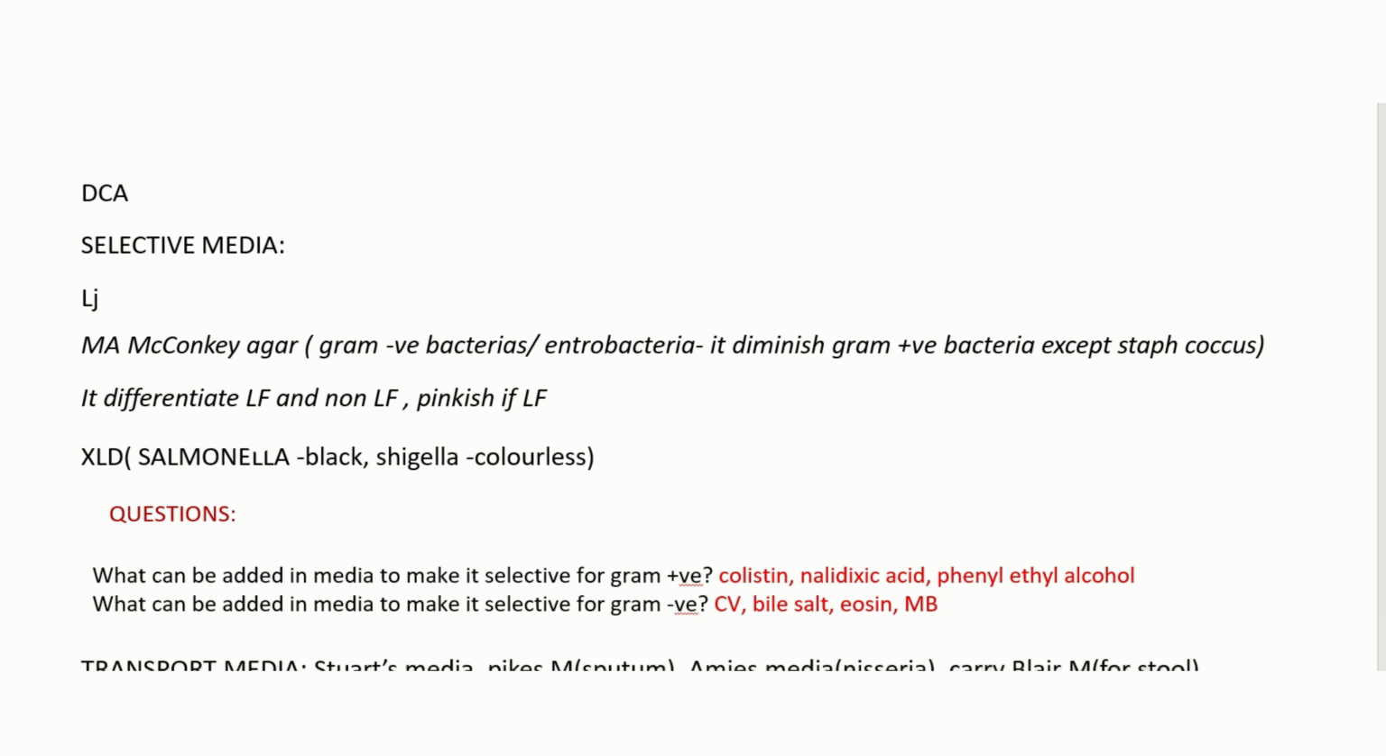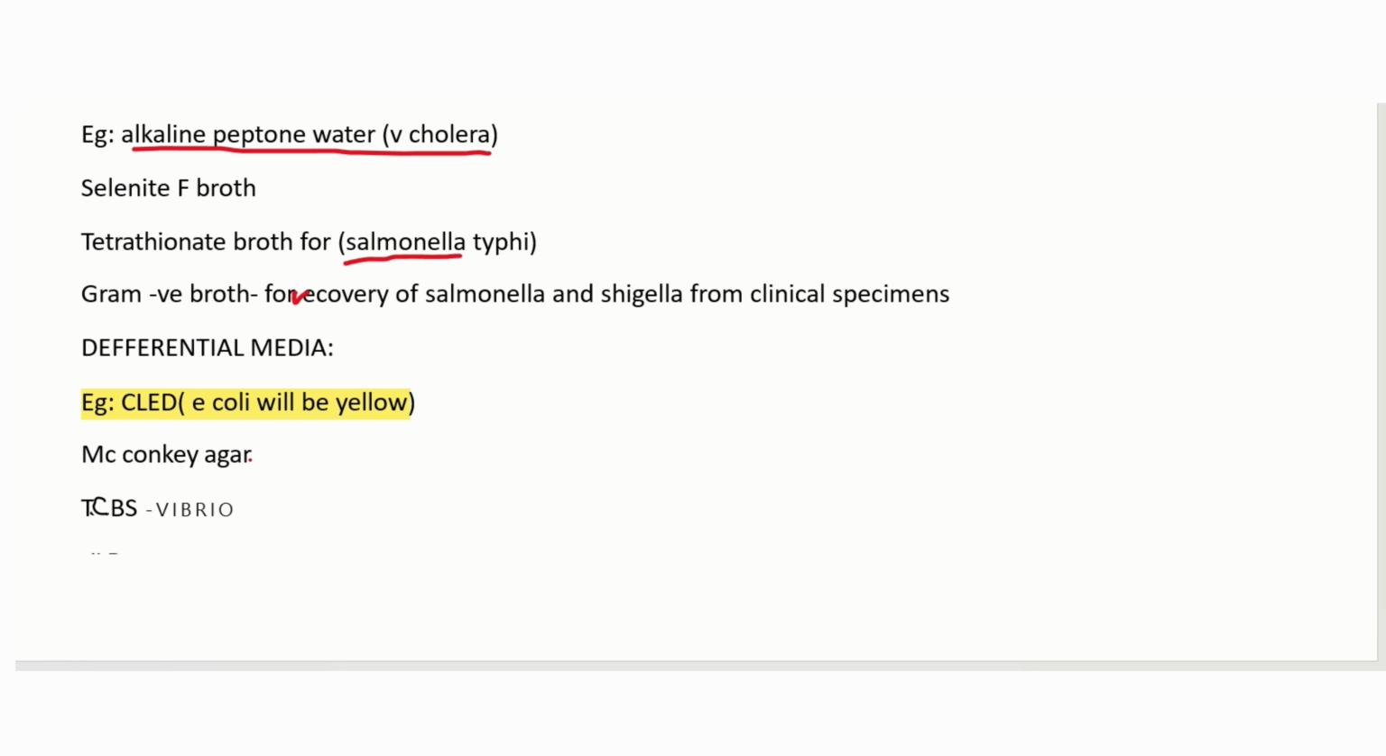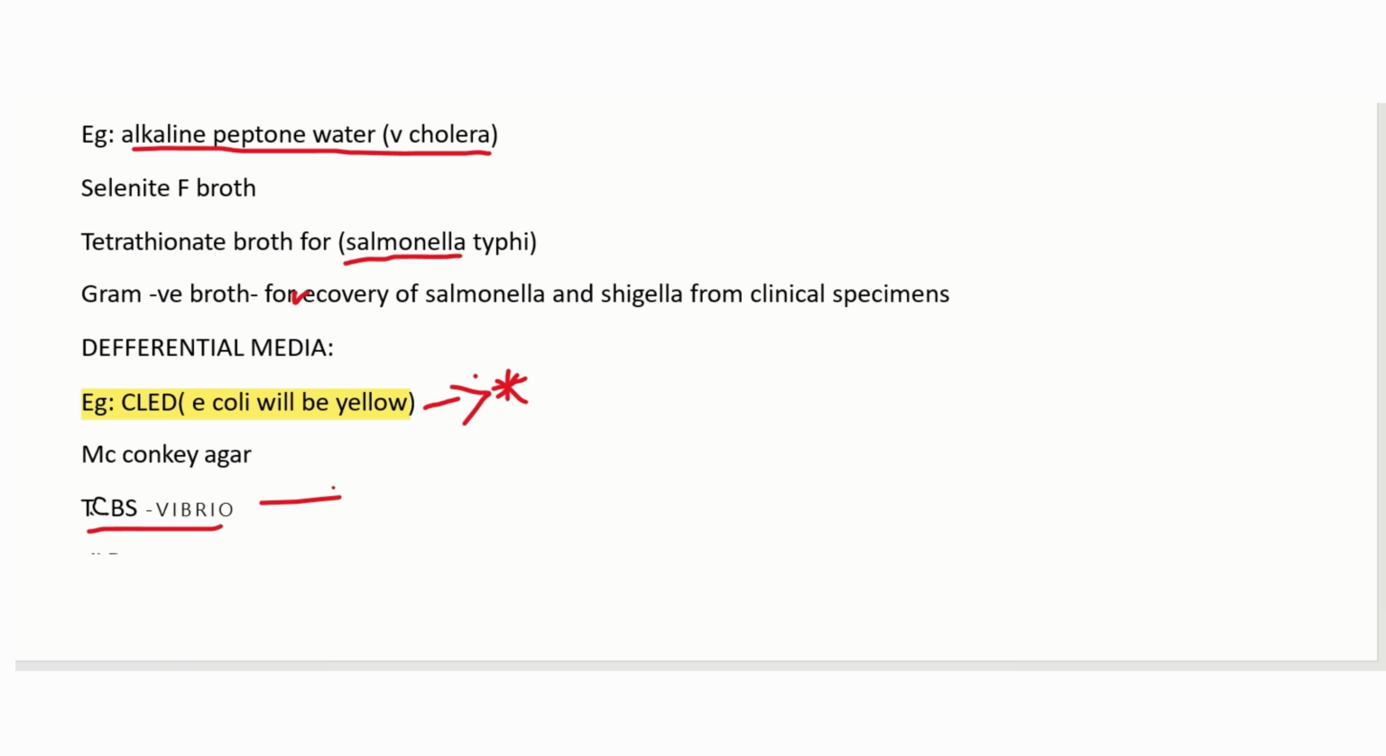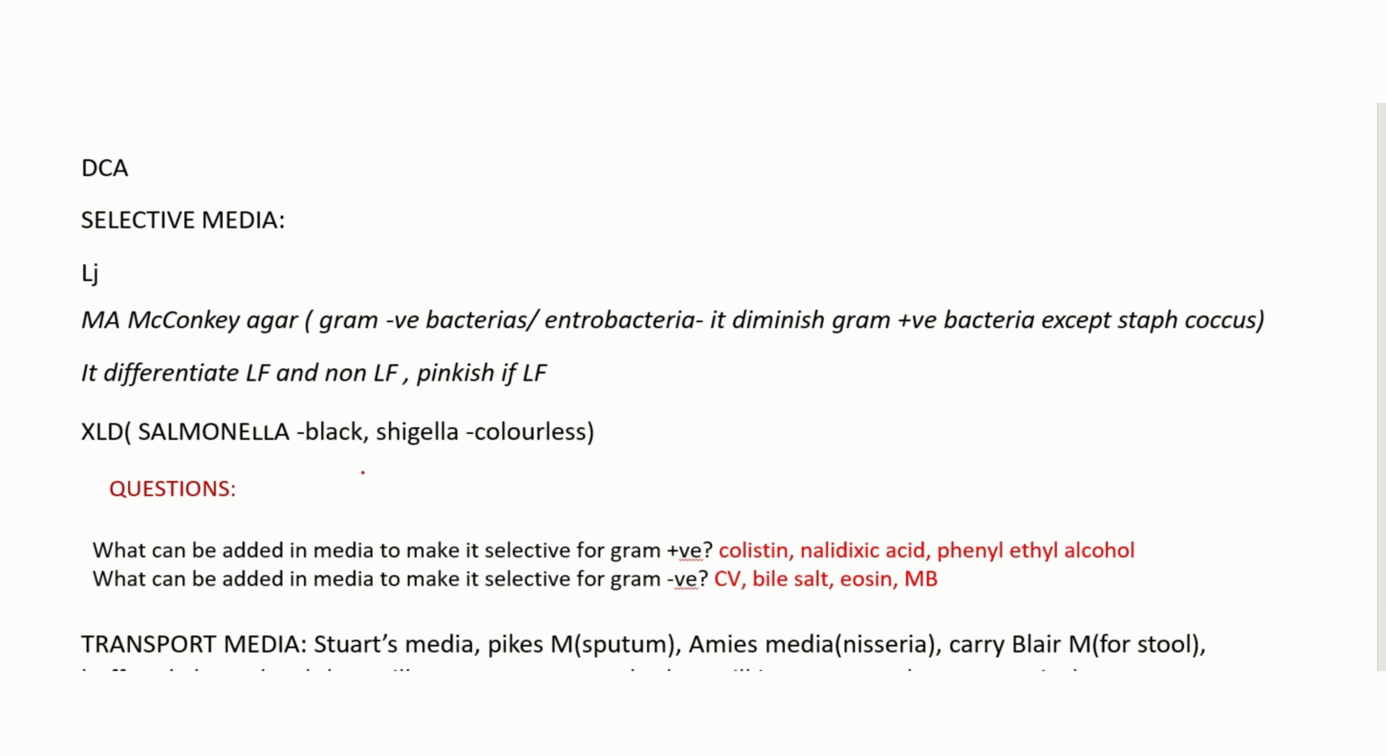Differential media. Okay. CLED is used for E. coli, and the color of E. coli in CLED is yellow. And MacConkey agar. TCBS is for Vibrio, that is also important. So CLED is for E. coli and TCBS is for Vibrio. And in CLED, the color of E. coli will be yellow. That is also important. So TCBS is for Vibrio.